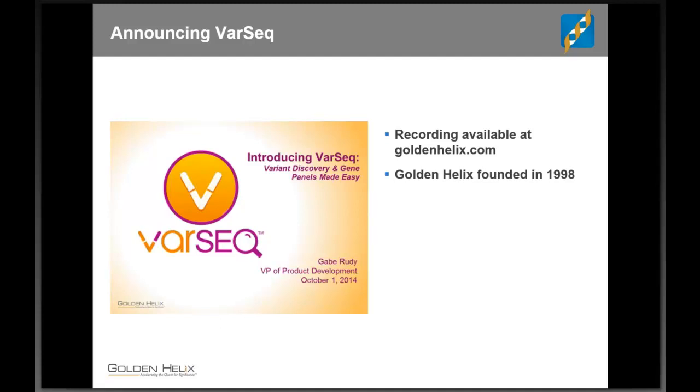Our company was founded over 16 years ago now, and during that span, we've been very active in developing software in the genomics space. Our flagship product, SNP and Variation Suite, is widely used and widely cited. More recently, we launched our Genome Browse visualization product that has been downloaded and adopted by thousands of users around the world.